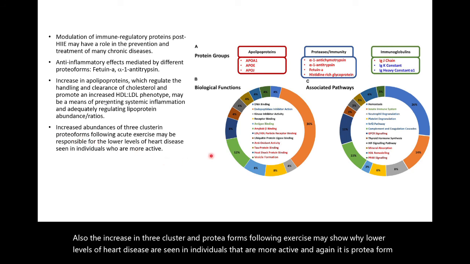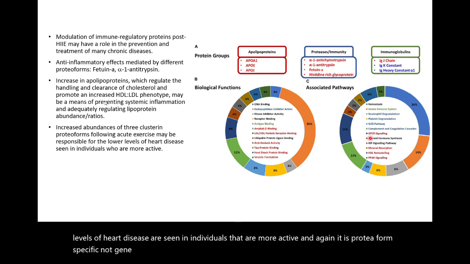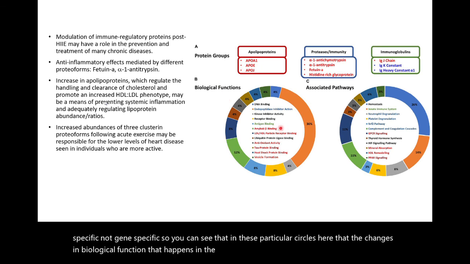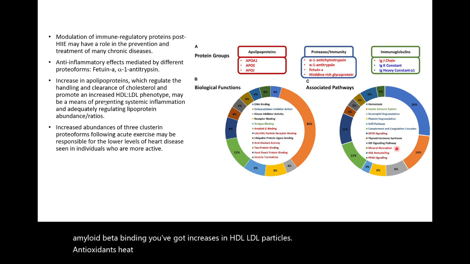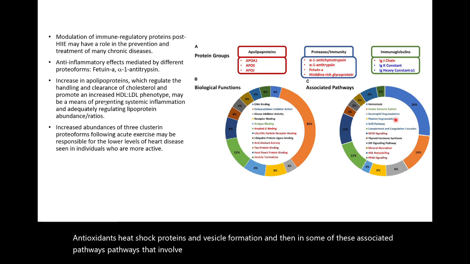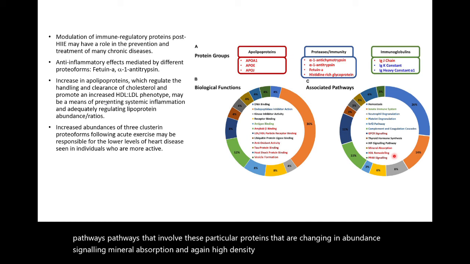So you can see that in these particular circles here, the changes in biological function that happen in the plasma samples, where you've got differences in amyloid beta binding, you've got increases in HDL, LDL particles, antioxidants, heat shock proteins, and vesicle formation. And then in some of these associated pathways that involve these particular proteins that are changing in abundance: signaling, mineral absorption, and again, high density lipoprotein remodeling.